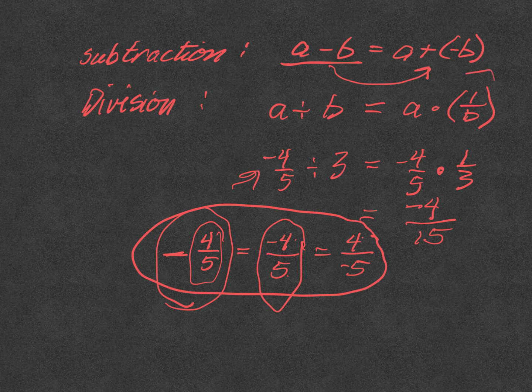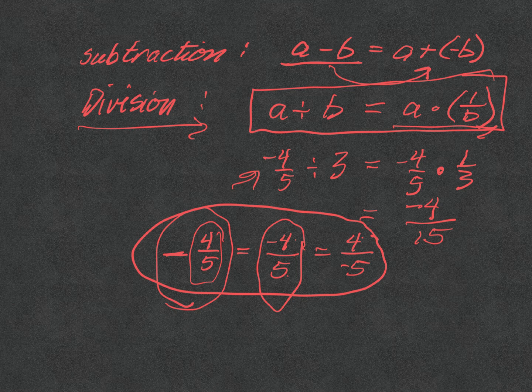All right? Key thing here is this is our definition of division. So when we go to divide real numbers, because every division problem can be turned into a multiplication problem, the sign rules for division are exactly the same as multiplication. That's the issue that we need to remember.